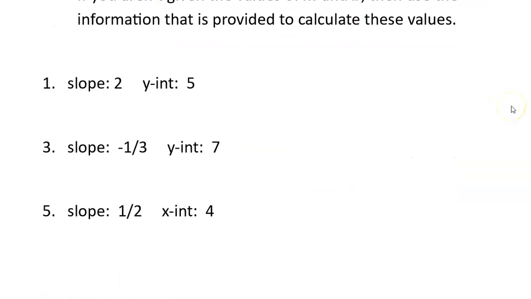Here's number one. There's a line, and the line has a slope of 2 and a y-intercept of 5. We're explicitly told that m is equal to 2 and that b is equal to 5. We're given the two values that we need to create the equation. y equals mx plus b, 2x plus 5.